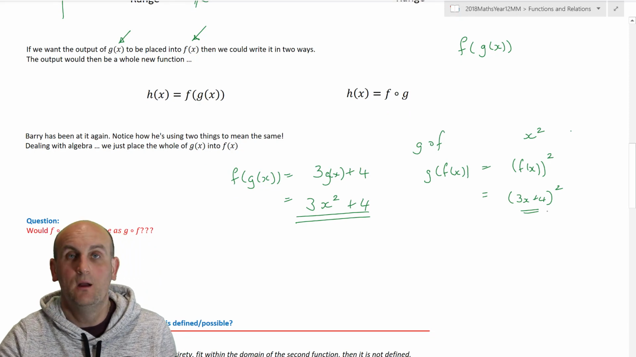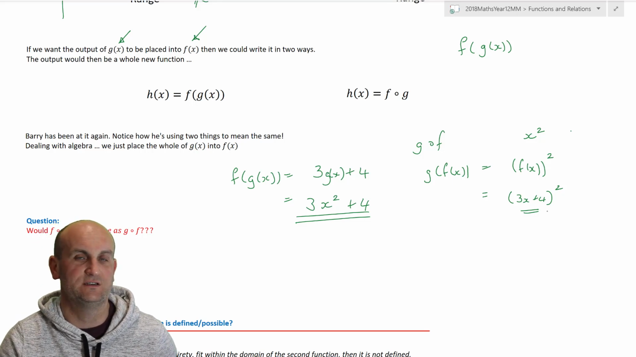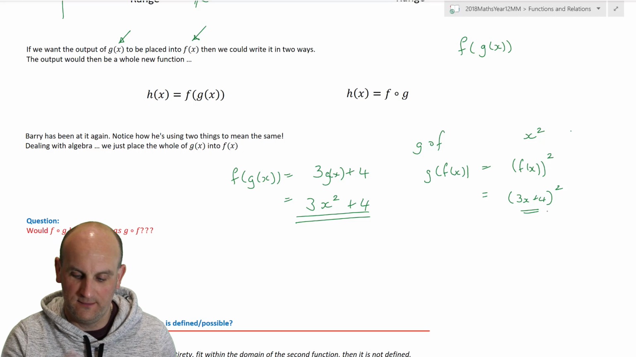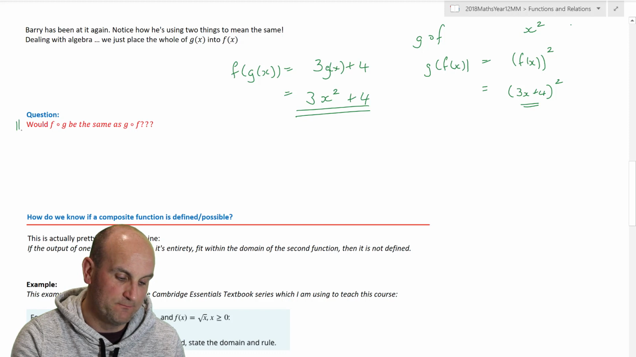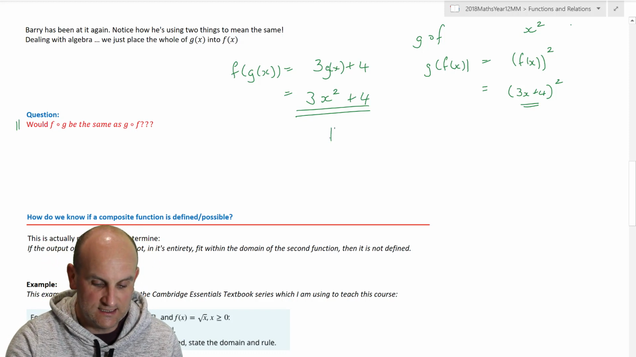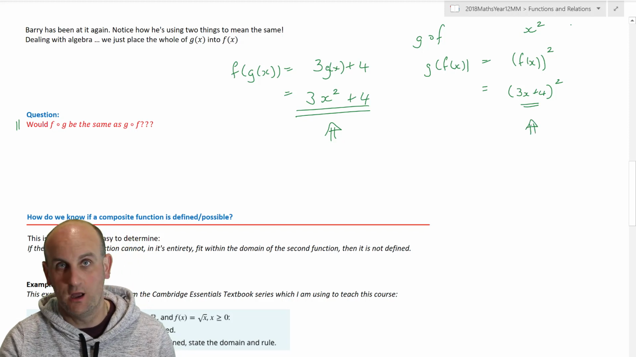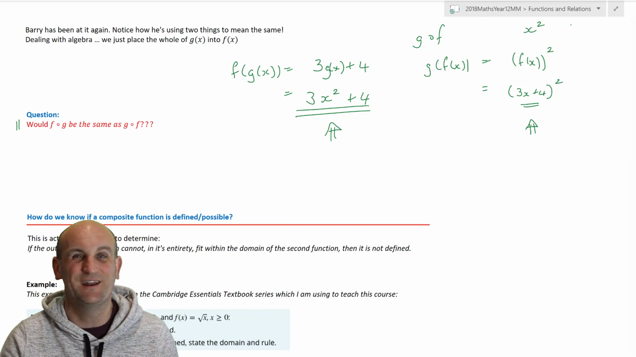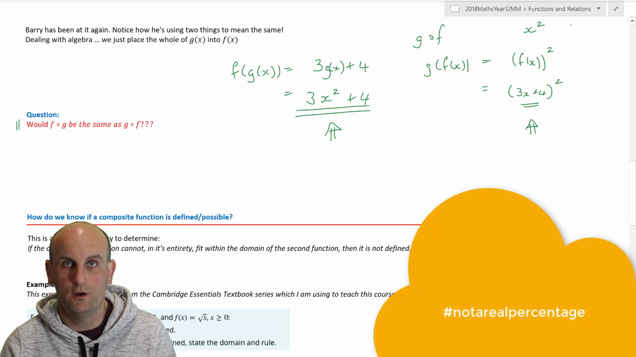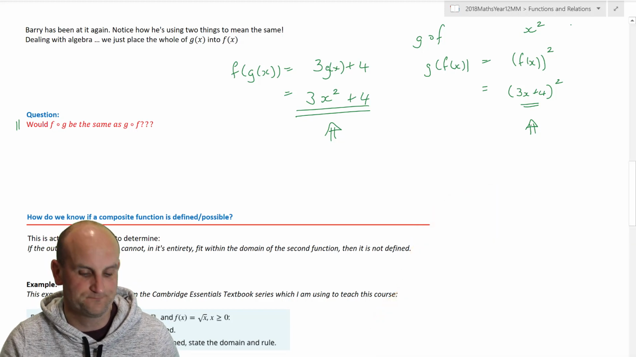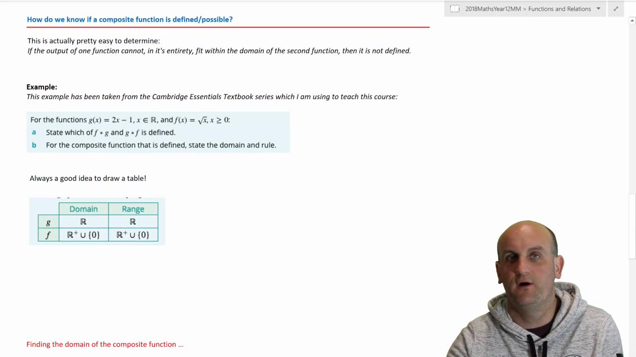Now algebraically, putting those into each other isn't particularly complicated, but we need to know whether these functions are actually going to exist. I'll talk about what that means in just a second. But I asked the question here in red, would FOG be the same as GOF? And what we can see is there is FOG, there is GOF. Are they the same? No. And the big thing about composite functions is 99.936% of the time, I made that up, literally made that up, they will not be the same. So don't assume that they are. Very, very important.